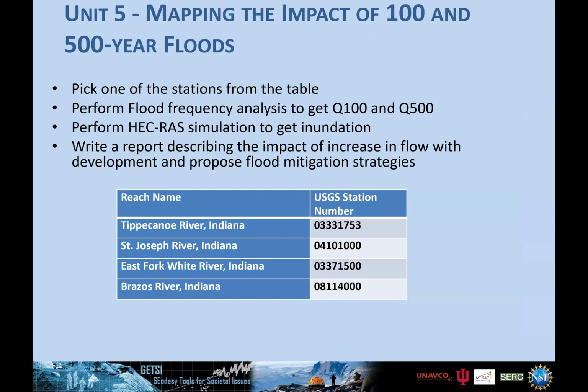So these are the data sets that we have for Unit 5, and everything is pre-packaged and ready to go, so students have all the information they need. So the idea here is that they go and they do everything that they have learned on their own, and they write a report on what the flood impact is in that particular area, and we have them propose mitigation strategies based on what they have learned in Unit 1.